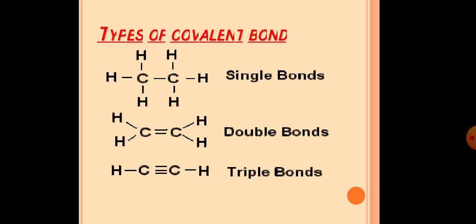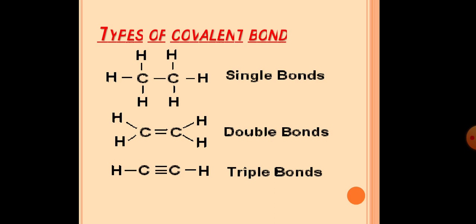In ethyne, you can see there is 1 triple covalent bond and 2 single covalent bonds. Okay, so what is this covalency? Covalency of an atom is the number of electrons taking part in the formation of the shared pairs. So the covalency of hydrogen is 1 because only 1 electron is involved in sharing.